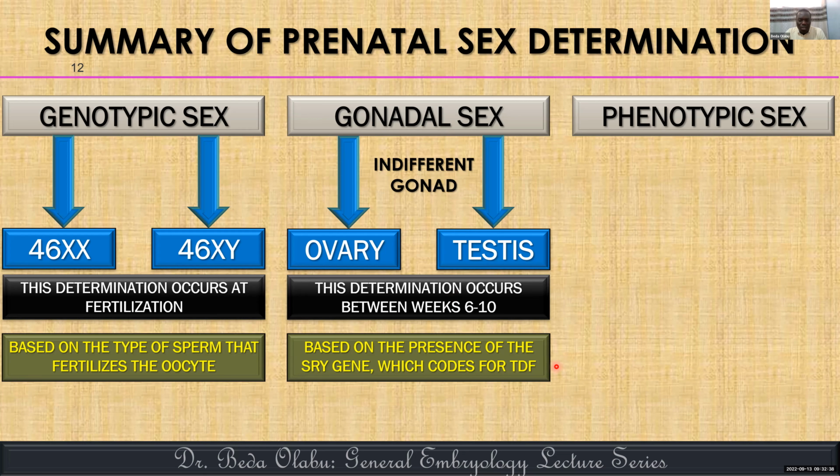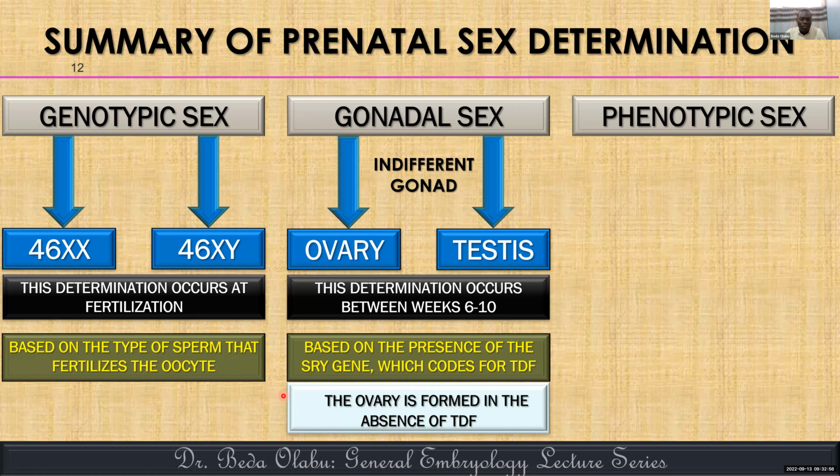If that is not the case, like in the situation of 46XX, there is no SRY gene because there's no Y chromosome. And so there's no TDF. In the absence of TDF, the indifferent gonad becomes the ovary as a default pathway. So formation of the ovary is a default for the indifferent gonad unless there is TDF. That is how gonadal sex is determined.